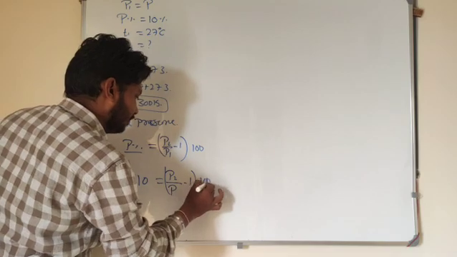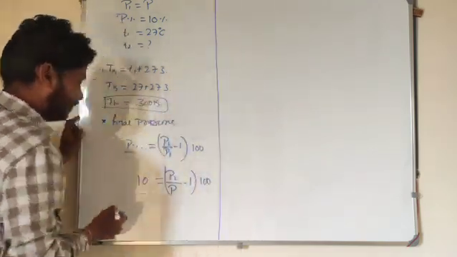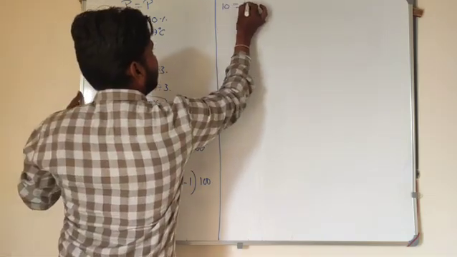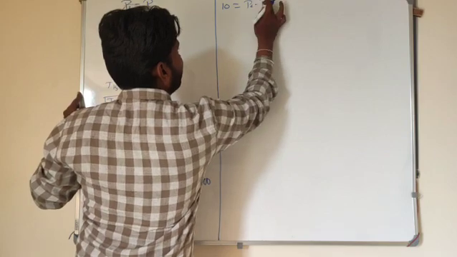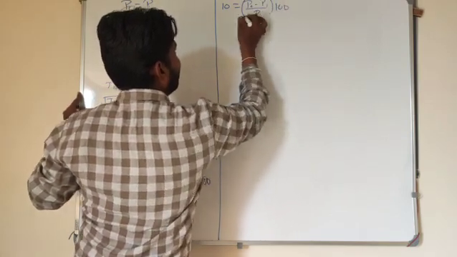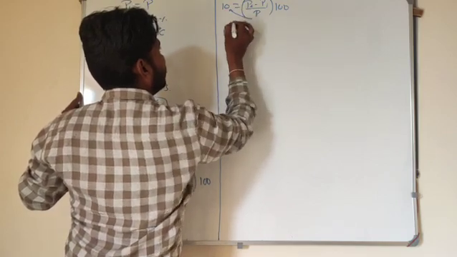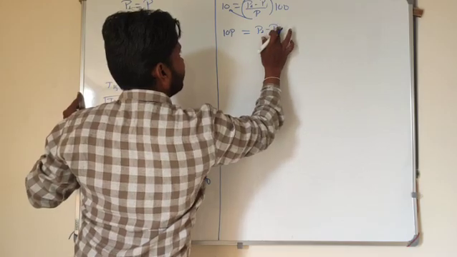10 is equal to P2 minus P, divided by P, into 100 here. So we can take 10P equal to P2 minus P.